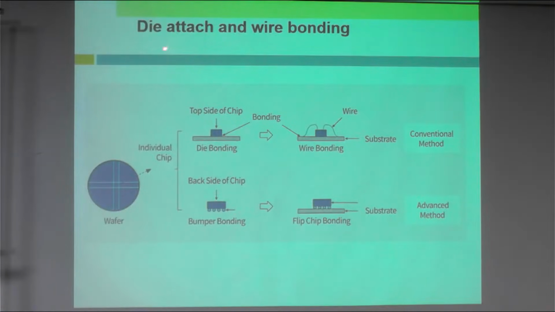And for die attach and wire bonding, we know that in some cases you have die bonding here. You have your die, your chip, then you bond the chip to the die. The connector might be the wire that you're using. But in some other cases, you can use flip chip bonding.